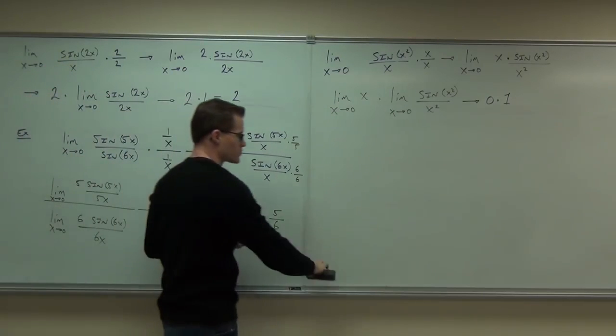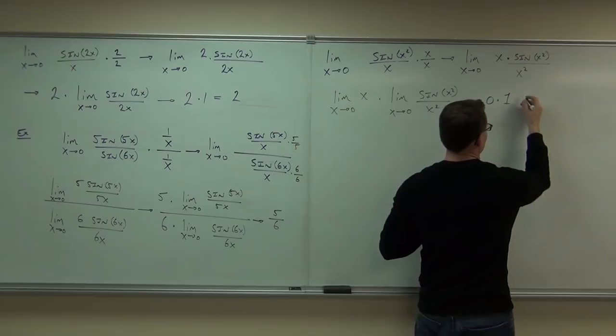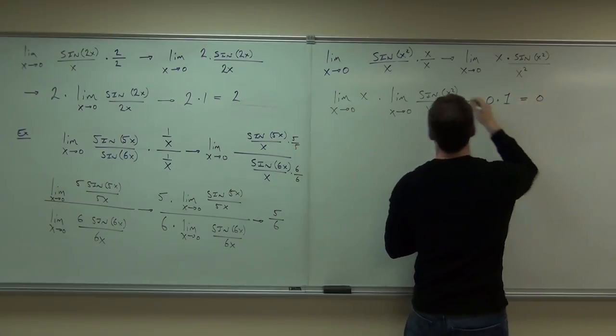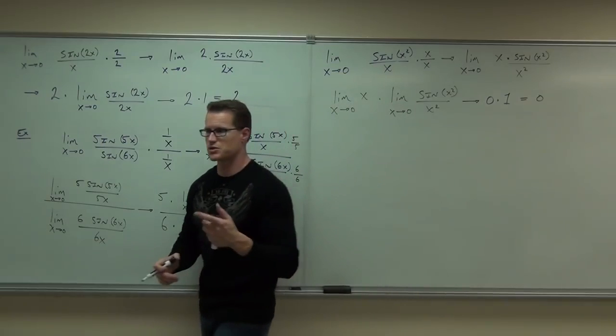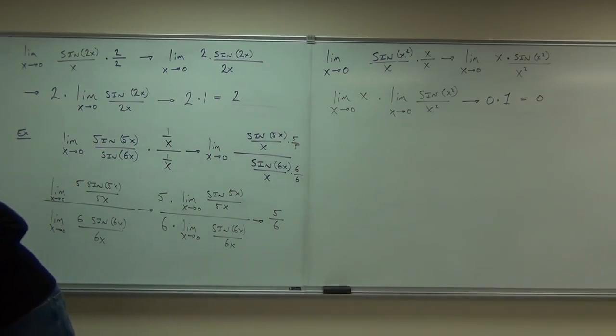Okay, let's continue on with this. What's 0 times 1? Our limit of sine x squared over x as x approaches 0 is 0.